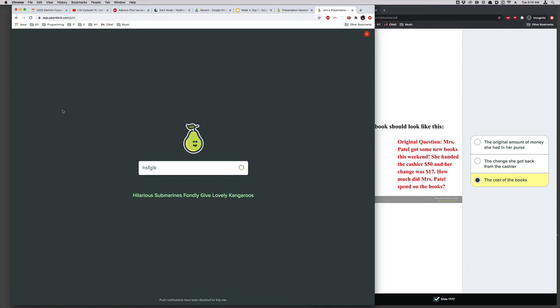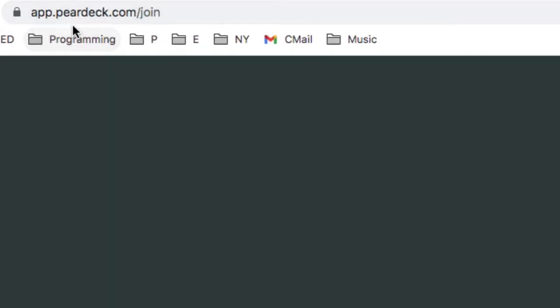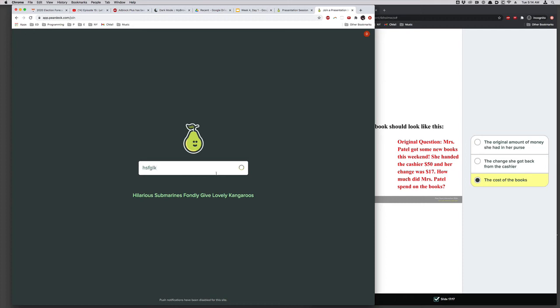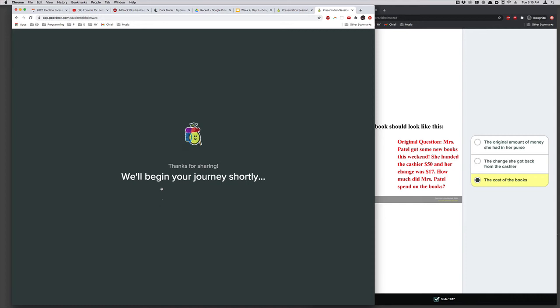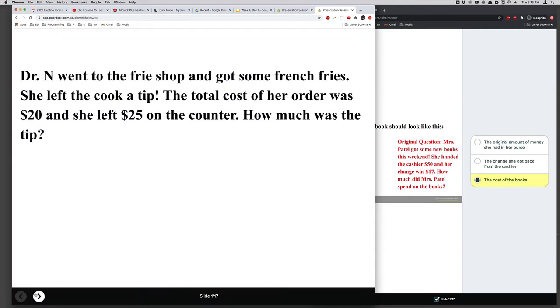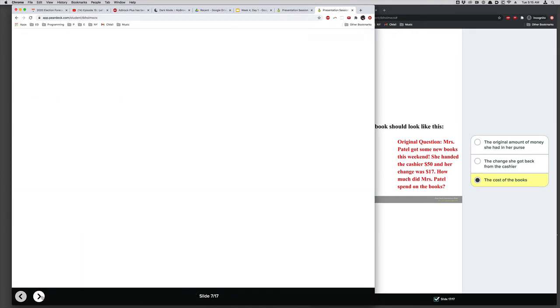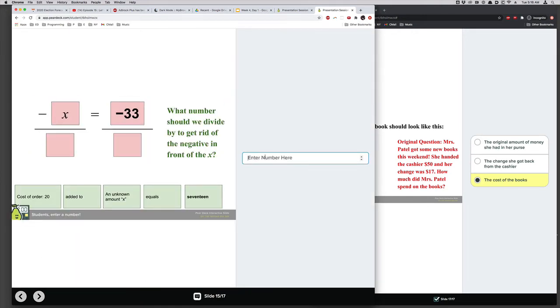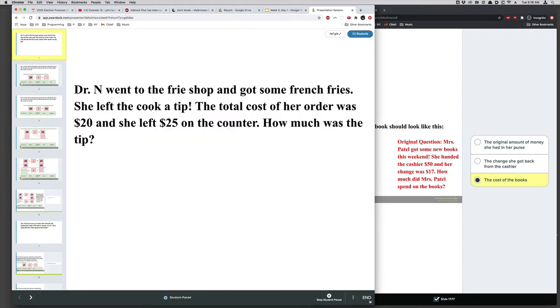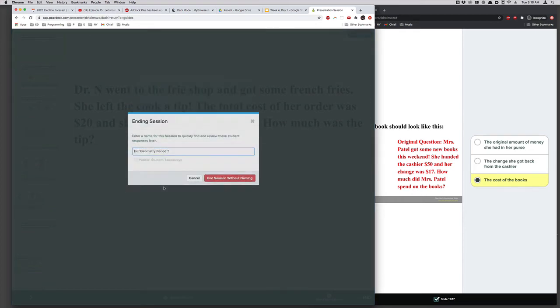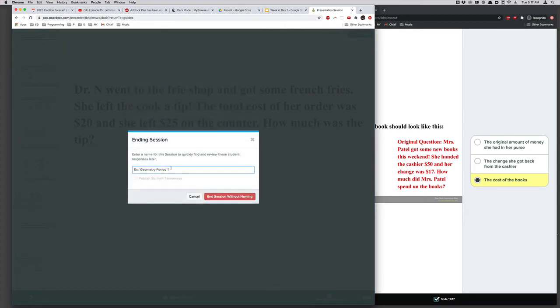Now, in order for you to create an answer key, if you wanted to auto grade this, you would go to this website here, app.peardeck.com/join, put in the code here for your activity. The code will be given to you when you start it. Click start, go through and answer all of the questions. Then once you've answered all the questions, you can go down here and click end. Give this thing a cool name.